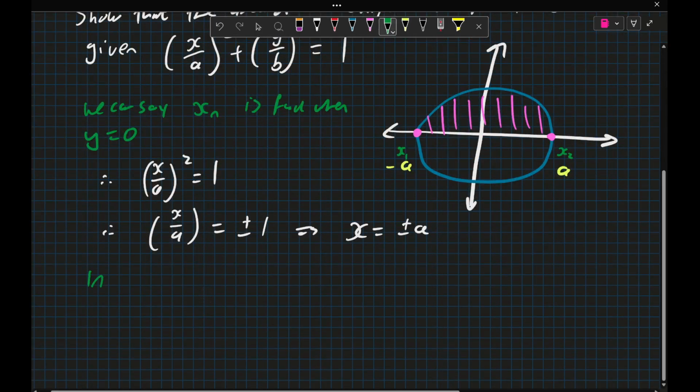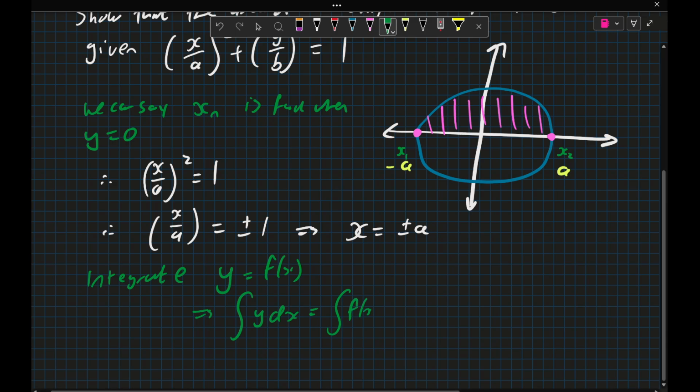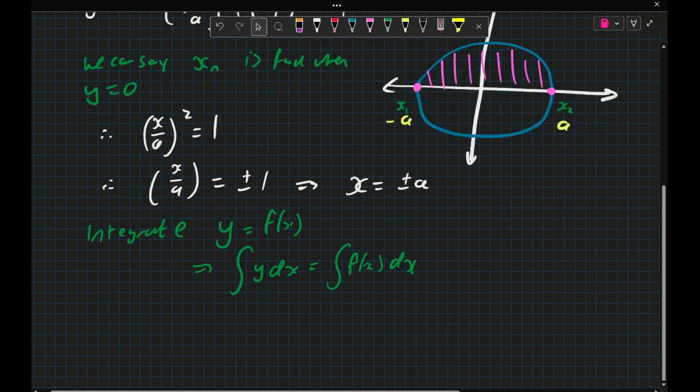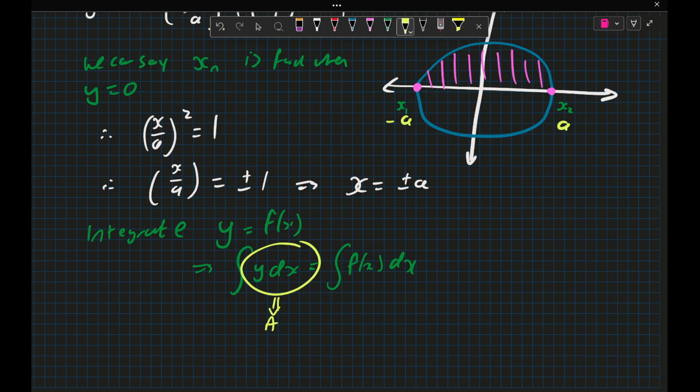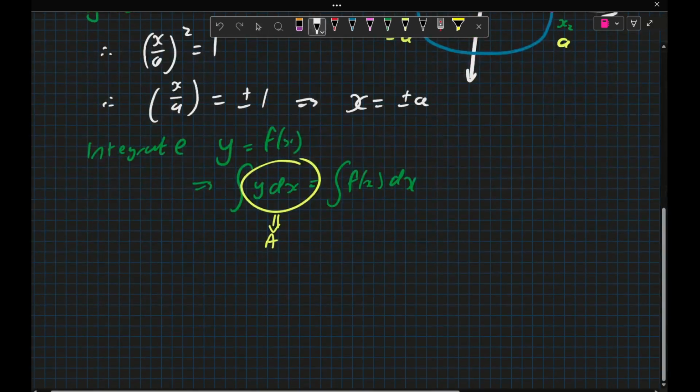So now we're actually going to integrate our function. And we want y as some form of f of x, which can then mean, in very hand-wavy terms, we get the integral of y dx equals the integral of f of x dx, where clearly this y dx term is just going to represent our area, which we'll represent by capital A. So where do we go from here? Well, I'm just going to rewrite the equation again. x over a squared plus y over b squared equals 1.